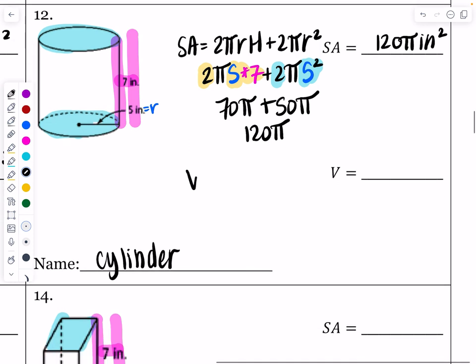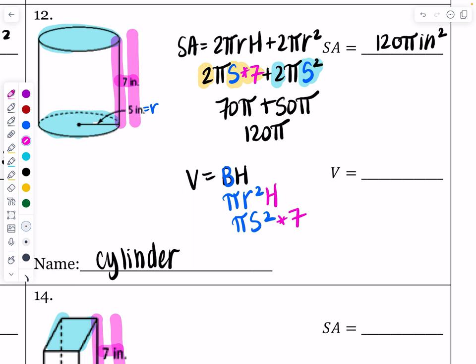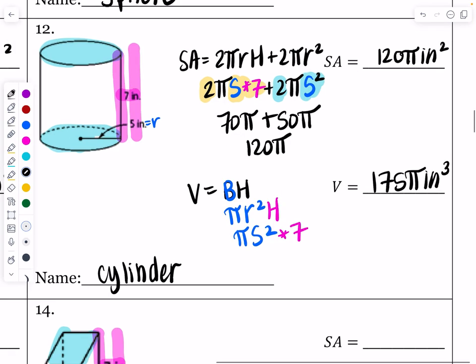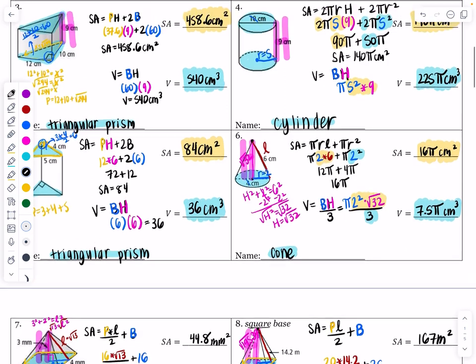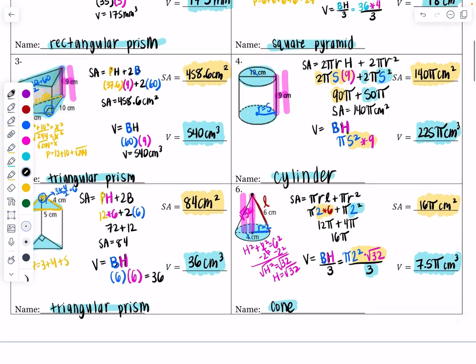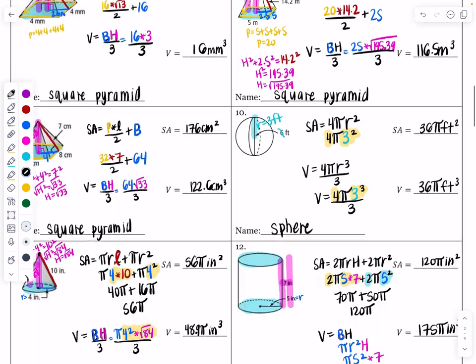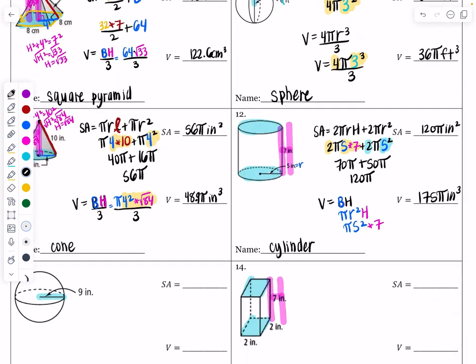All right, this makes my volume way faster. Base times height, and we've already found the base. B is pi r squared because it's a circle. So pi times the radius squared times my height. So that's going to be equal to pi times 5 squared times my height, which is 7. So 5 squared times 7 gives me 175 pi inches cubed. I feel like that was similar to a problem we had on the front page. The same thing? No, okay, so there was another cylinder on the front page, but it was not the exact same thing. On this cylinder, we were given the radius.